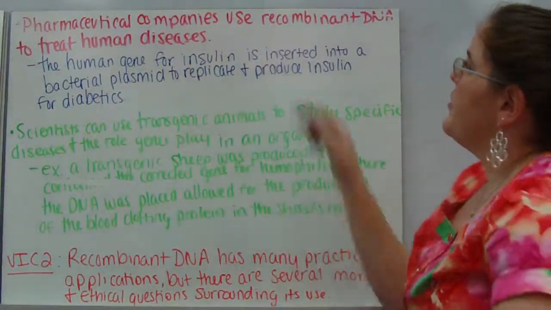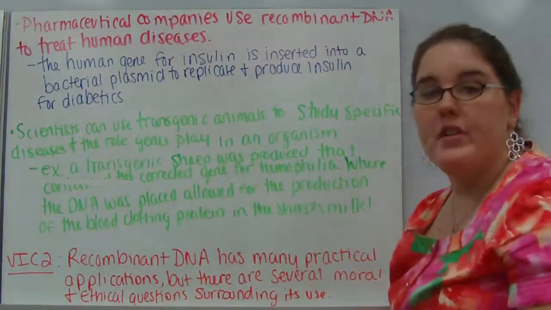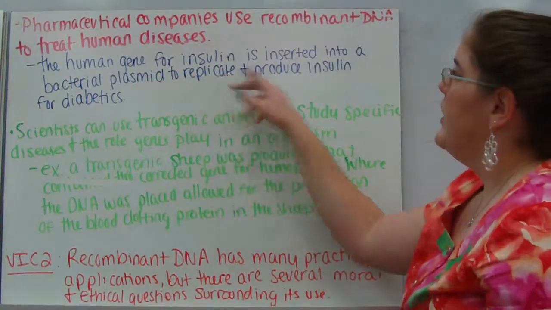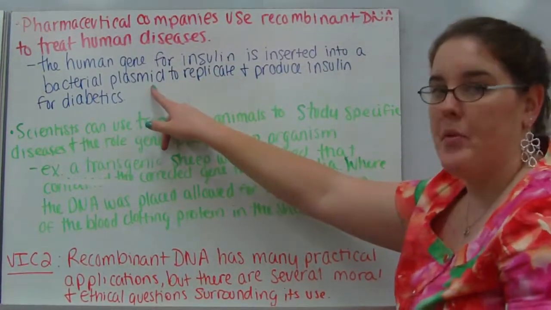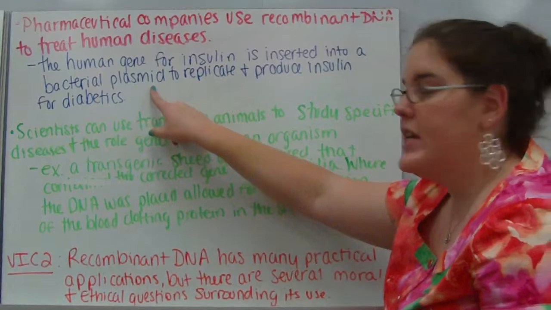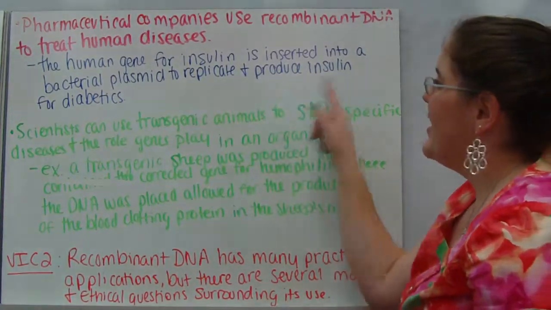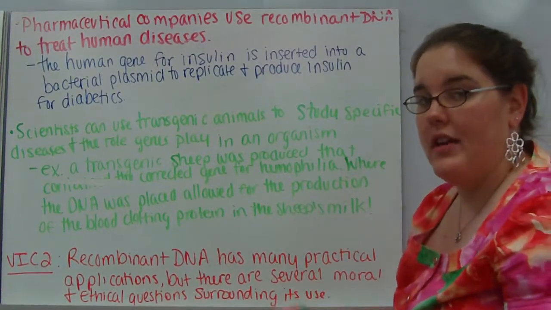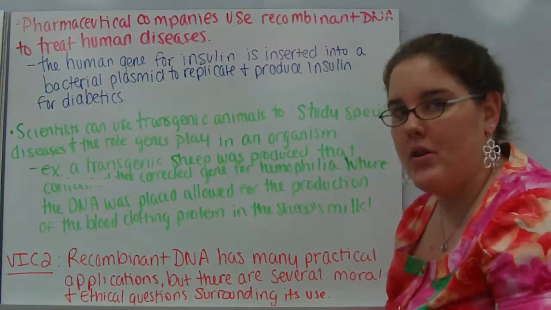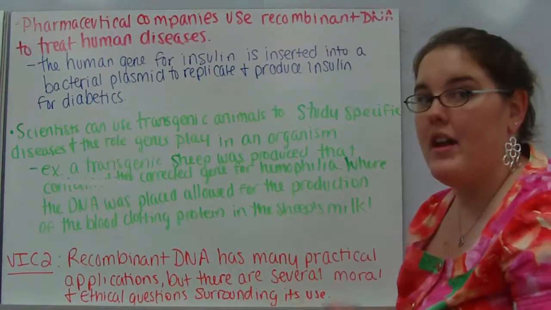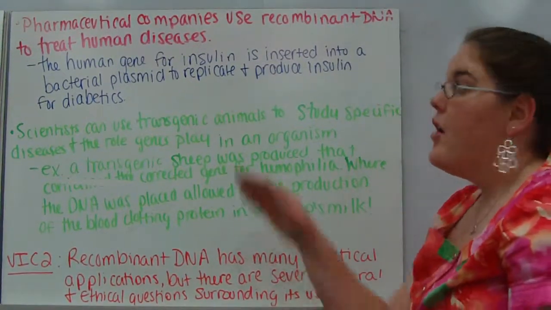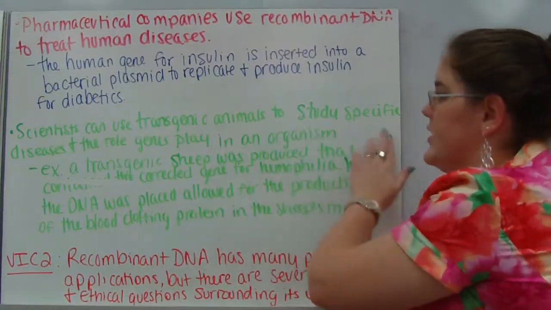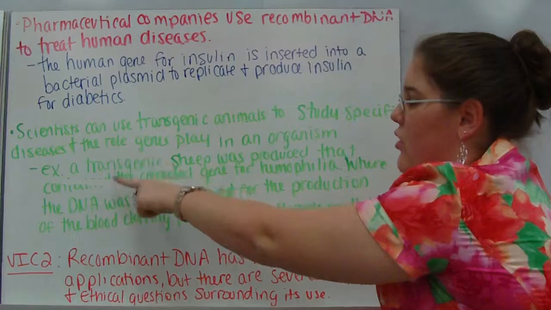All right, now pharmaceutical companies use recombinant DNA to treat human diseases. One of the examples we can look at is that the human gene for insulin is inserted into a bacterial plasmid, and remember we talked about plasmids with our recombinant DNA, to replicate and produce insulin for diabetics. So this is one of the ways that diabetic people can get the insulin they need, that their body is incapable of producing, by this bacterium, and then they inject themselves with the insulin that they receive from the recombinant DNA.